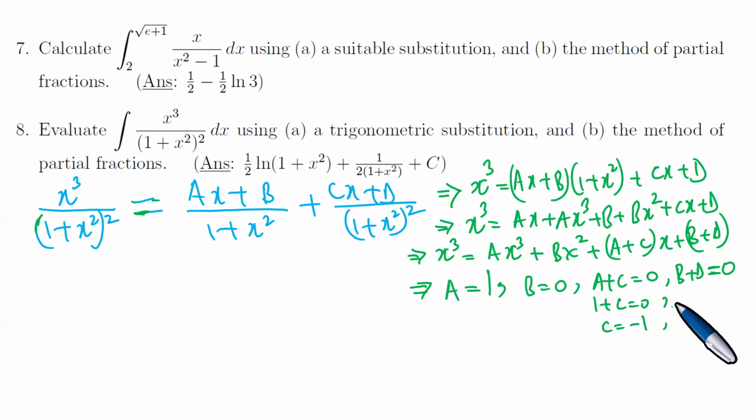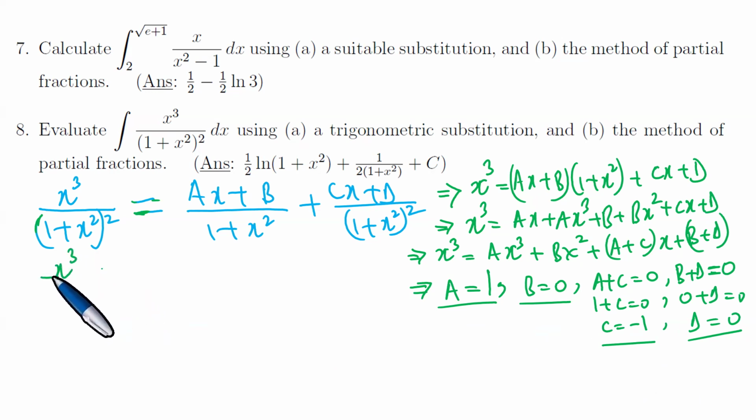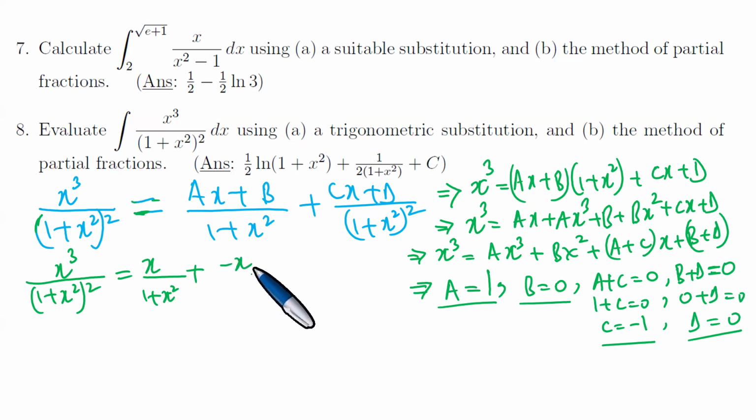Okay, B is 0. 0 together with D would give us D is 0. So we got all these constants, all the coefficients, meaning our x cubed over one plus x squared squared, it's A is 1, which is x over 1 plus x squared minus x divided by 1 plus x squared squared.